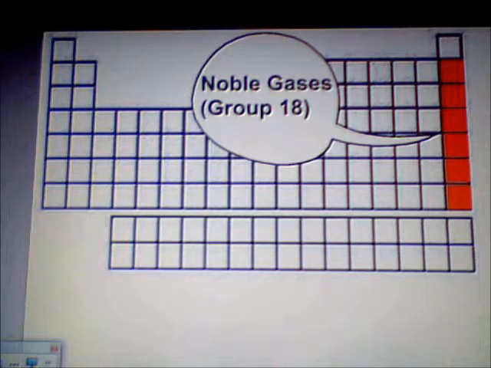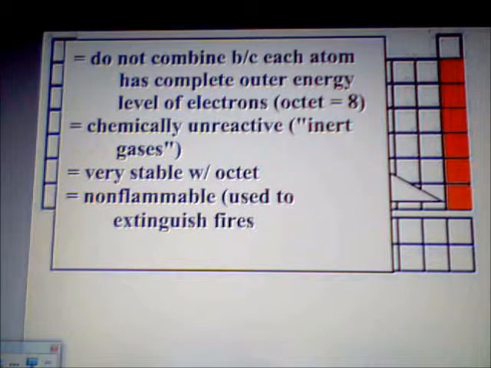The last group on your notes are called the noble gases, and you can shade them in like this. Noble gases do not combine with any other atom because they already have a complete energy level of electrons in their outer shell. We call that the octet. So we say that they're chemically unreactive. And another word for unreactive would be inert gases.